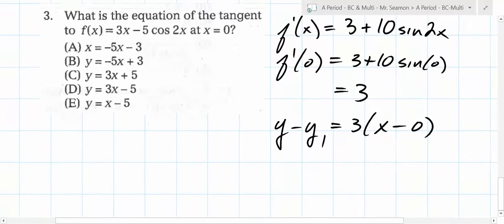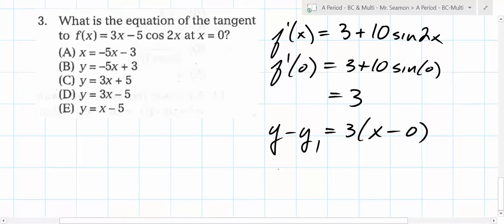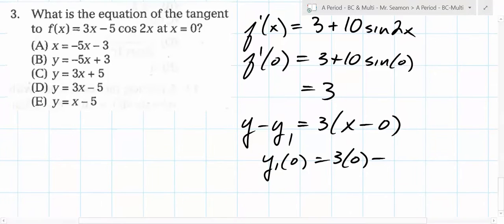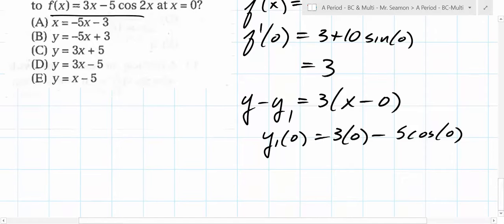So you need to find y1. How do you go about doing that? y1 at 0 is going to be 3 times 0 minus... What am I doing right now? I have to find the y value when x is 0, so I'm plugging it into the original equation. You see that right there? Minus 5 times cosine of 0. What's cosine of 0? So you have 0 minus 5 times 1. So you have what? Negative 5.